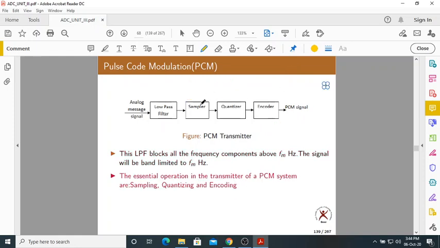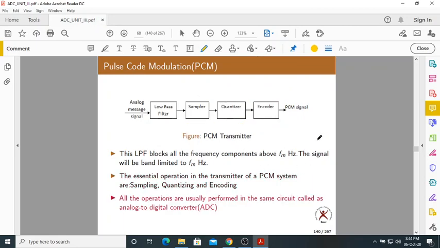The remaining blocks are very simple. We have already seen sampling, quantization and encoder. What is this commonly called? ADC only, just now we have seen, right? So the transmitter of this PCM is simply an analog to digital converter, nothing more than that. If you look carefully, all these blocks are commonly called analog to digital converters. So the PCM transmitter is nothing but an ADC. Nothing more than that.